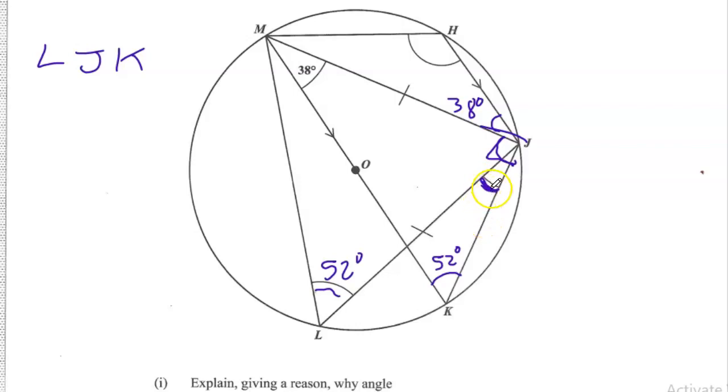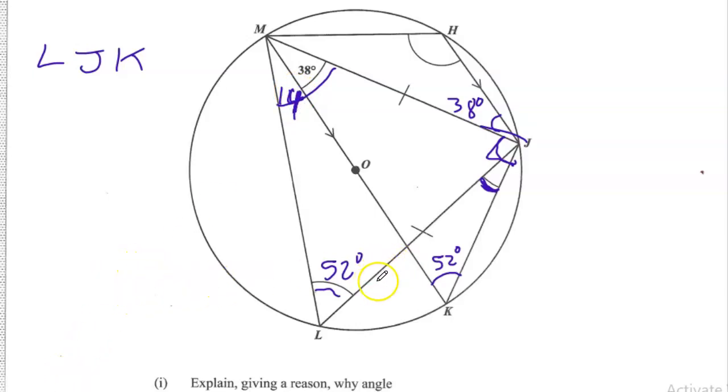Now, we're given some information. We're told that triangle LJM is an isosceles triangle, since JM is equal in length to JL. So the opposite angle would be 52. All of this would be 52. Hence this part would have to be 14. This angle would have to be 14 degrees.